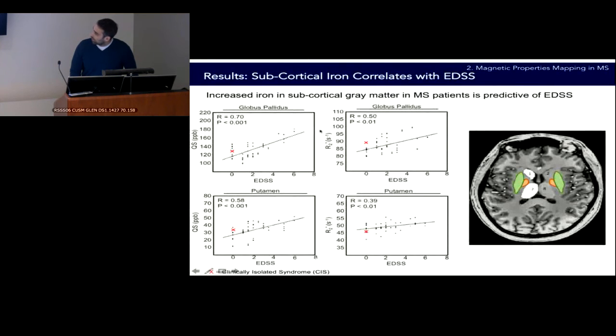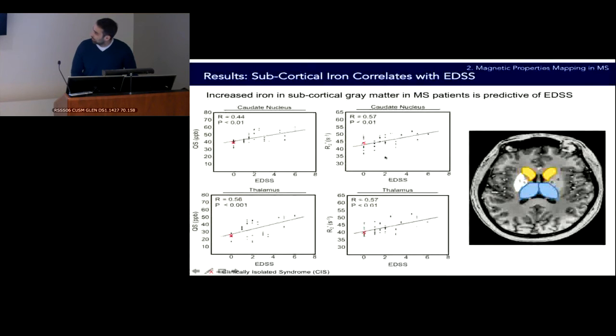The whole ROI QS and R2 star values also correlated with expanded disability status scale for the globus pallidus and the putamen, with the red X's here corresponding to clinically isolated syndrome patients. So it's a verification that at early stages of potential MS, we see lower values of R2 star corresponding to lower disability. And this was also generally true in the thalamus and the caudate nucleus, which are two other deep brain structures.